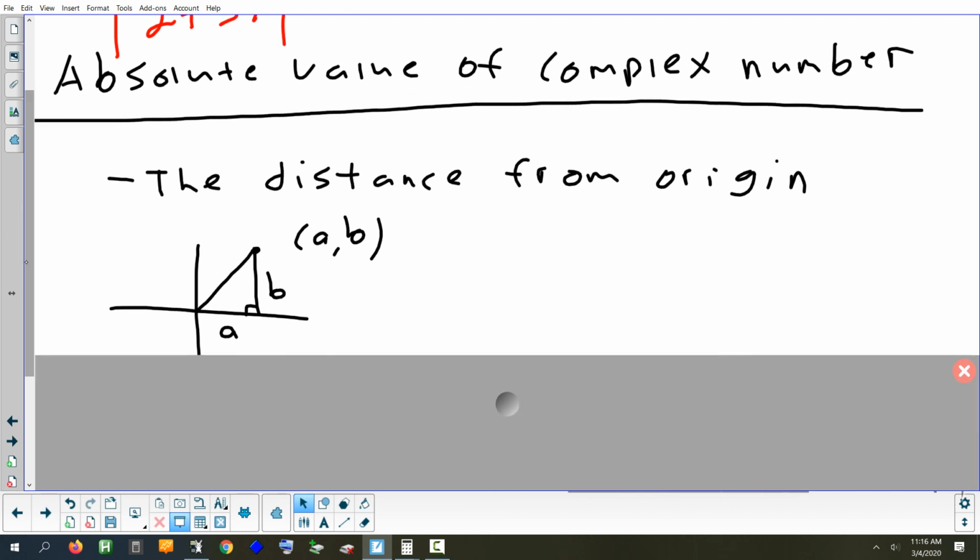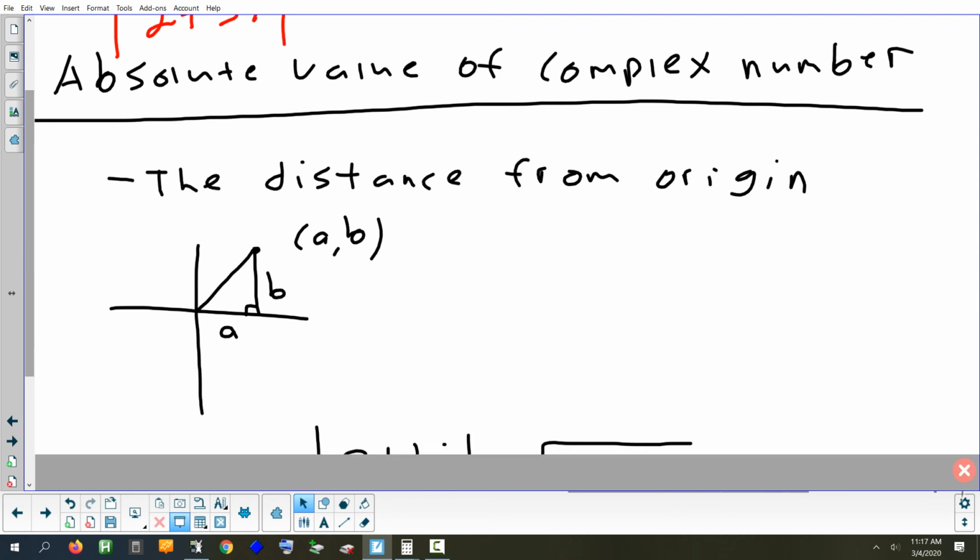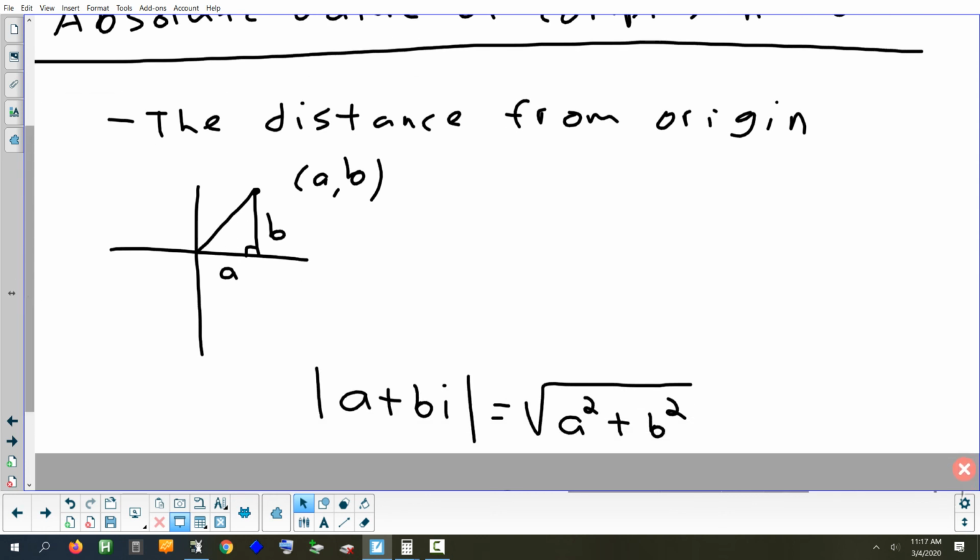What would you do on the real number 5? You'd still count. You could just count. Five. Yeah. I mean, you technically can still use the Pythagorean theorem. It would be 5 squared plus 0 squared equals hypotenuse squared. But when you do 5 squared plus 0 squared and then take the square root of it, it's just the square root of 5 squared, which would just be 5. So the absolute value of the complex number a plus bi is the real part squared plus the imaginary part, which is just b, squared, add them up and take the square root. So it's just the Pythagorean theorem.